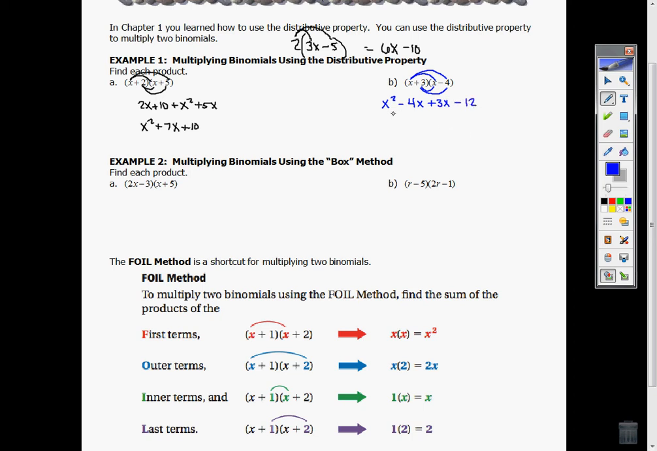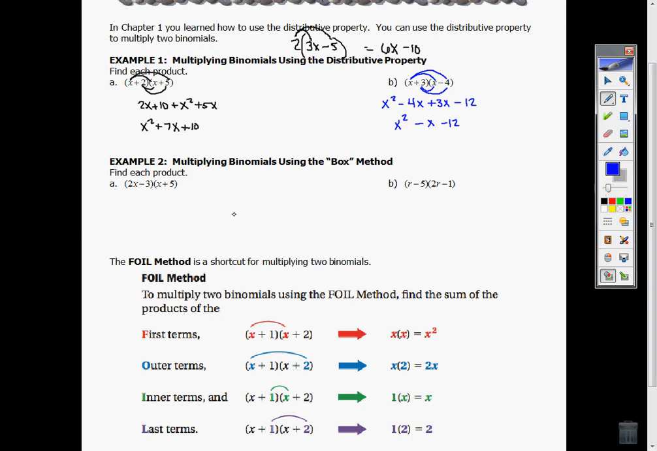And now all I have to do, combine like terms, make sure it's in the proper order. Descending means x squared goes first. Negative 4x combined with a positive 3x. That leaves me negative 1x and minus 12 at the end. Okay?